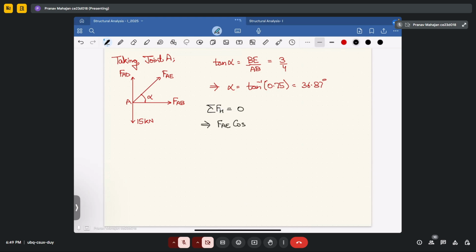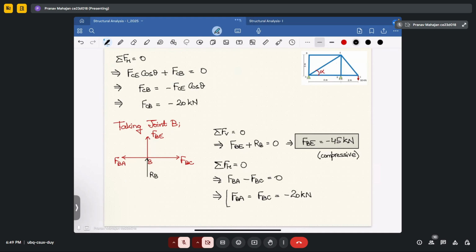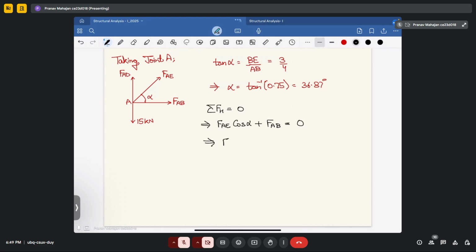Fine. Now, if we take summation of horizontal force to be equal to 0, we will get FAE cos alpha plus FAB equal to 0. You already know the value of FAB. From previously, we have calculated FAB equal to minus 20 kilonewton. Okay, so substitute that value. You will get FAE equal to minus FAB upon cos alpha will be equal to 20 upon cos alpha. That will give you FAE equal to 25 kilonewton.